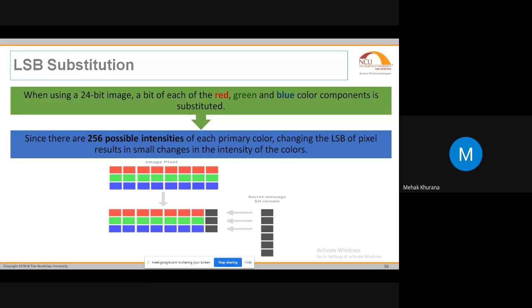An image can have a number of pixels. Just for sending my message of 6 bits, I am replacing 3 bits of one pixel and 3 bits of another pixel. So the least significant bits are being replaced with the message. I'll just show you the demonstration of this method also.